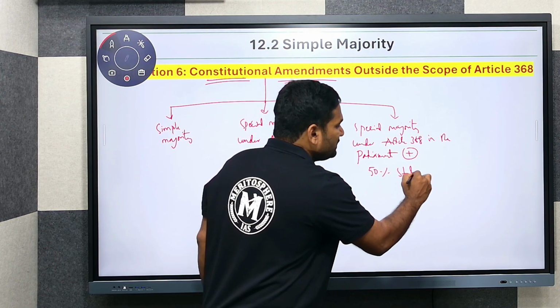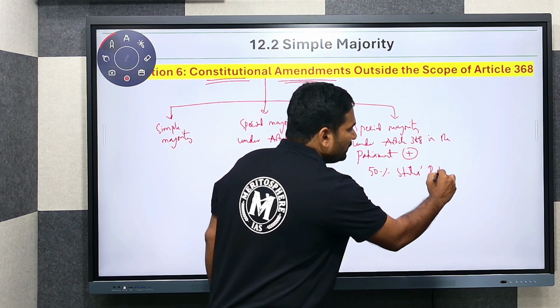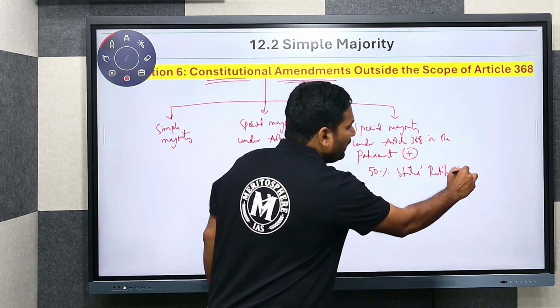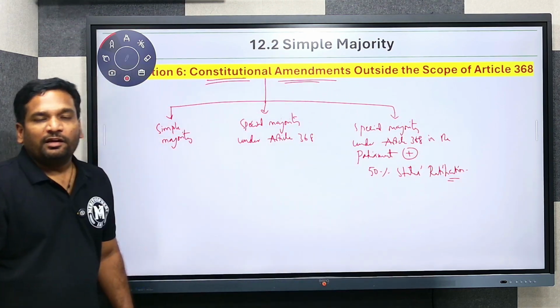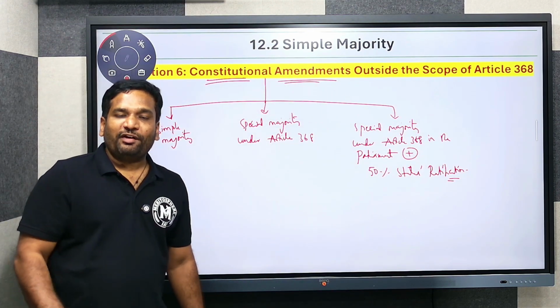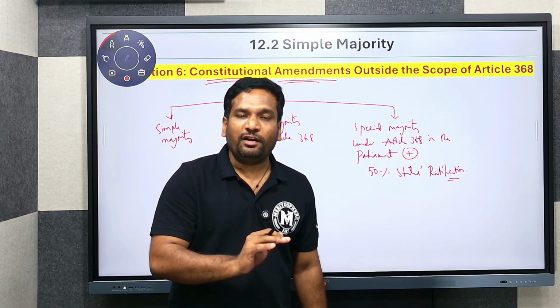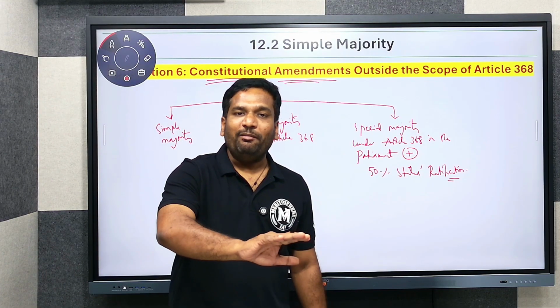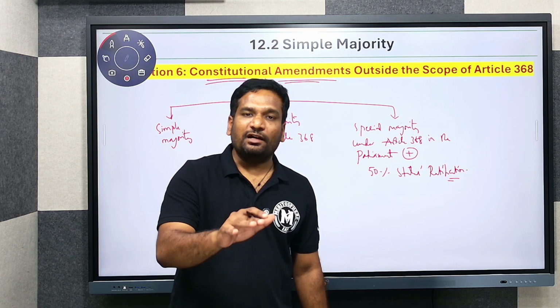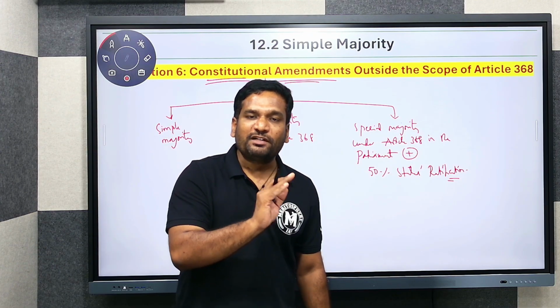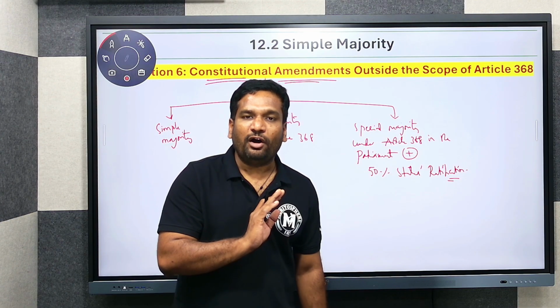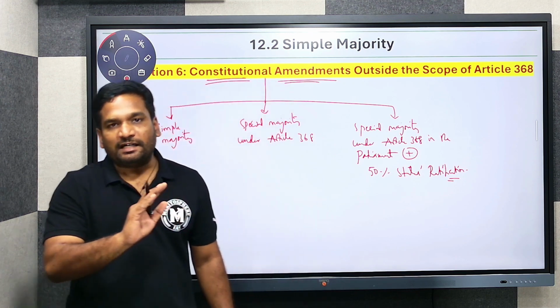We have discussed this time and again, the 50% of the states' ratification. We have discussed this third category time and again. Whenever states' interests are involved, whenever there is a change or amendment to the federal provisions, then the states' consent is required. At least 50% of the states have to say yes, or give their consent.